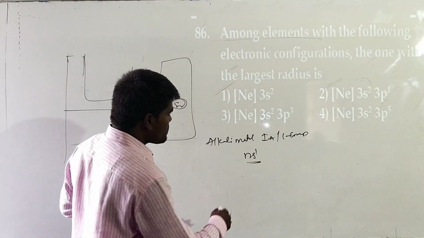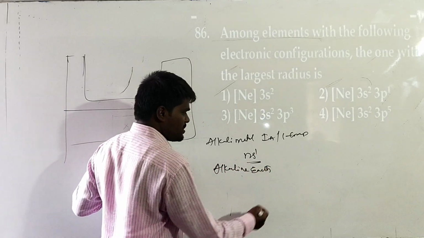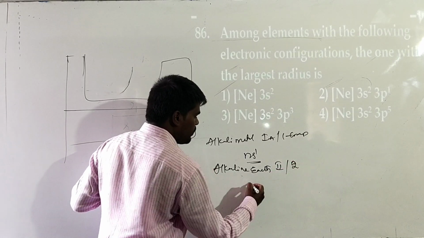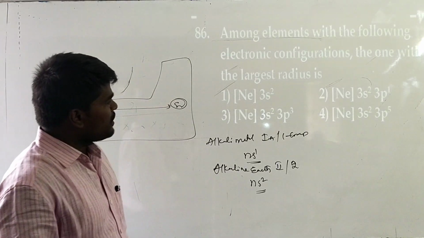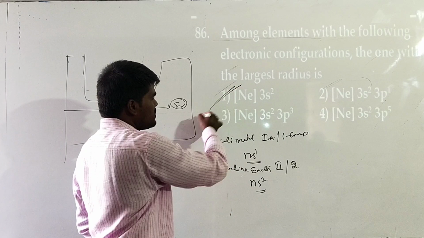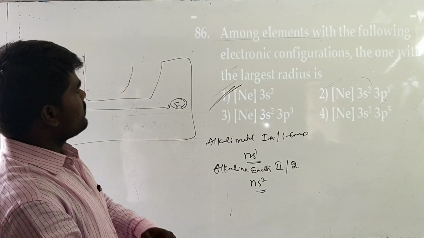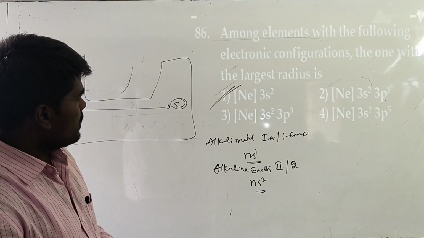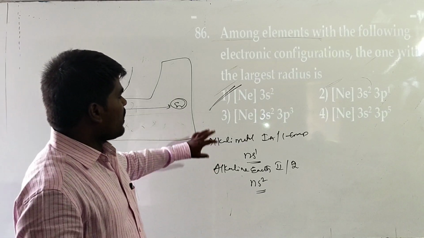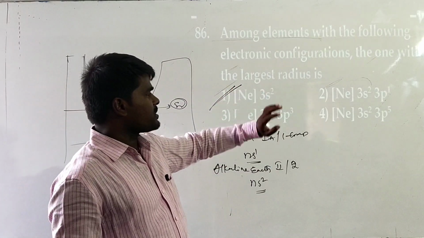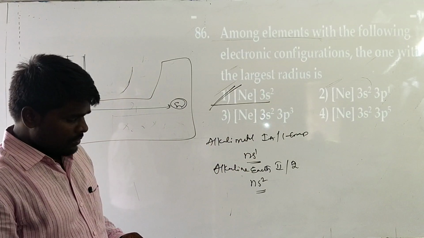No. Followed by what? Alkaline earth metals, the second group. What is the general valence electron configuration? ns2. In the given options, let us see, is there any ns2 valence electronic configuration? In the first option itself we have the ns2 configuration. All of them are given from the third period, so we can go with the first option. The answer will be neon fused, that is the electronic configuration of what? Magnesium.